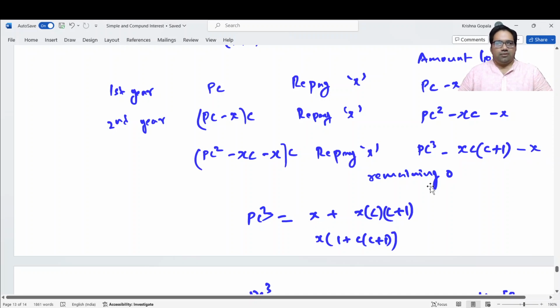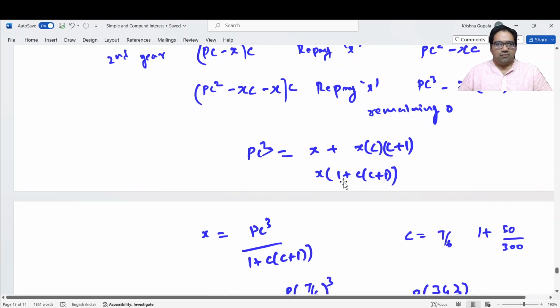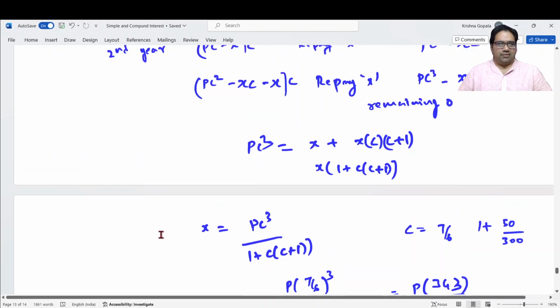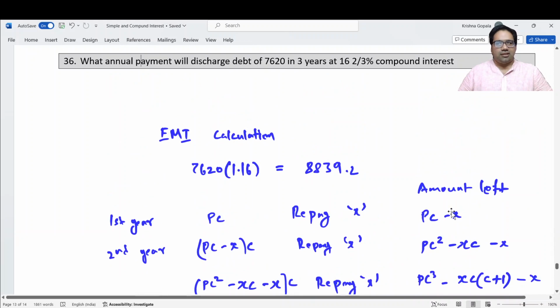That means PC cube equal to X plus X into C plus 1. That means X into 1 plus C into C plus 1. That means X equal to PC cube by 1 plus C into C plus 1. This is X. So, what is X? X is the amount that we are repaying every year. Okay, this is how we have to calculate.